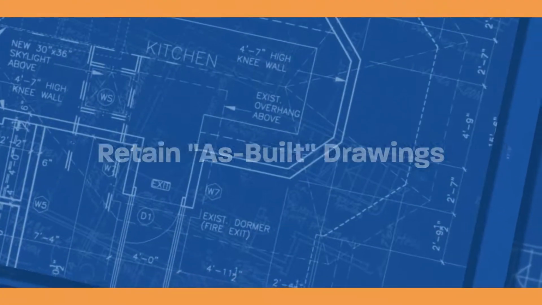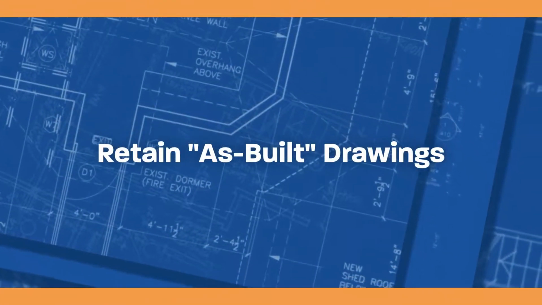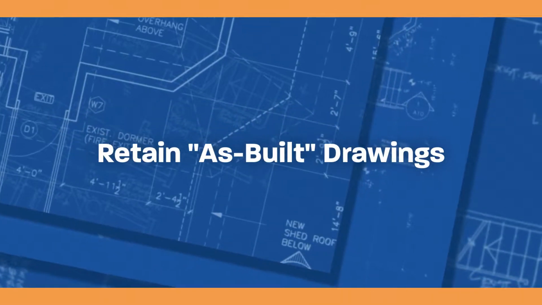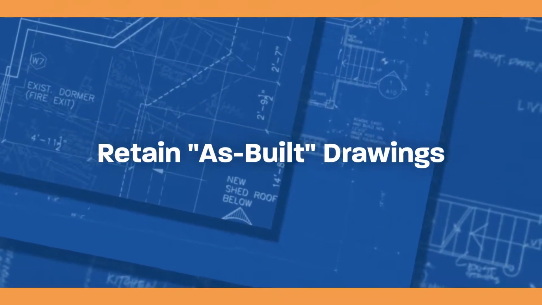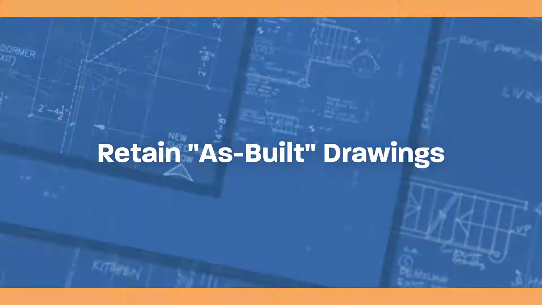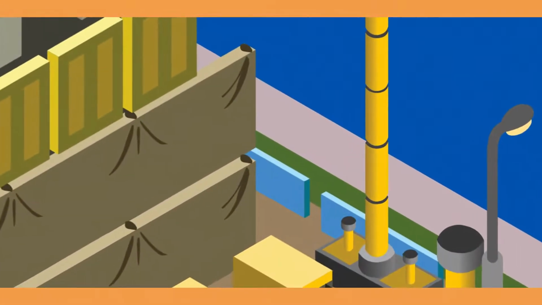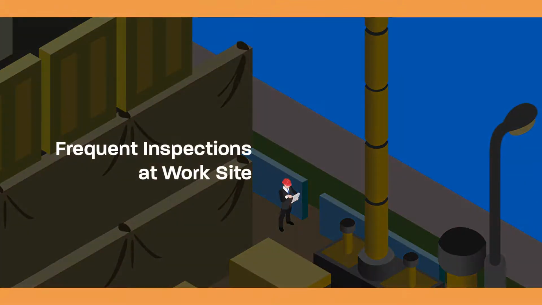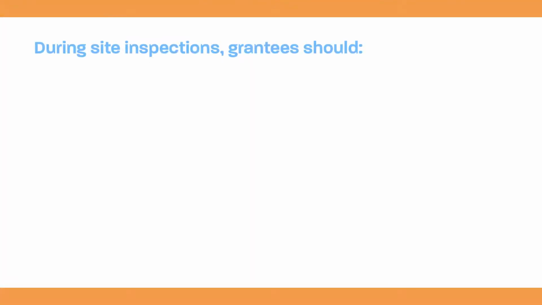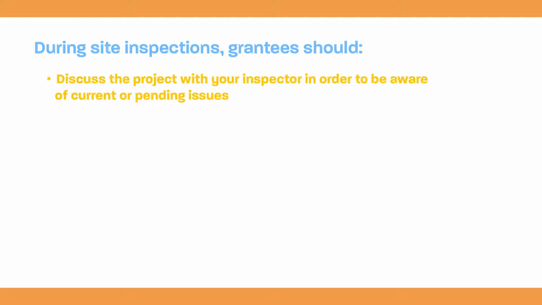It is good practice to retain permanently a full set of drawings that document the project as completed, also known as as-built, in the public works or building departments. The grantee should regularly oversee the project's progress by making frequent inspections at the worksite. During these visits, you should discuss the project with your inspector in order to be aware of current or pending issues. Best practice dictates that the grantee or inspector maintain a project log that records daily activity on site and construction progress.